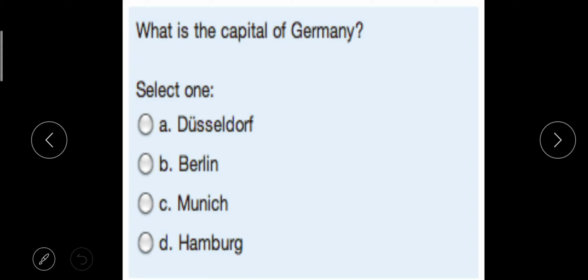Now I'll give one example. What is the capital of Germany? Düsseldorf, Berlin, Munich and Hamburg. This is an example of an MCQ.